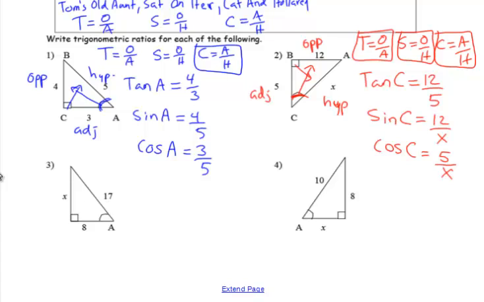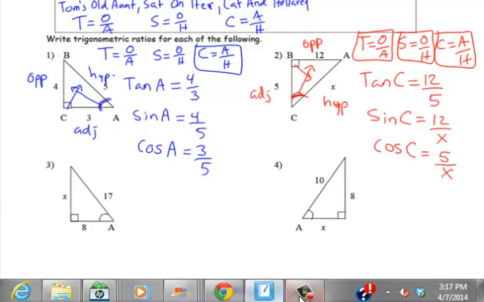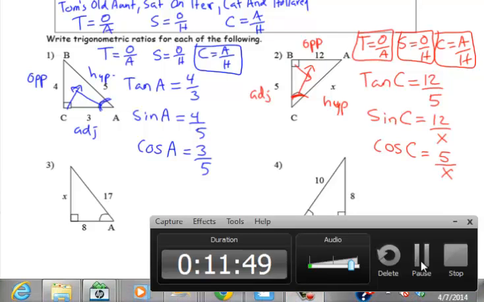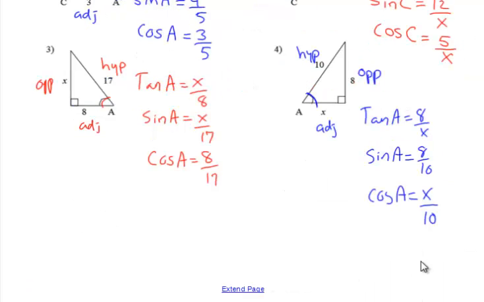All right, well, what I'd like you to do is push pause and try 3 and 4, and then we'll come back and we'll give you the answers to those. Okay, we're back, and here are your ratios for number 3 and 4. You can see them there.